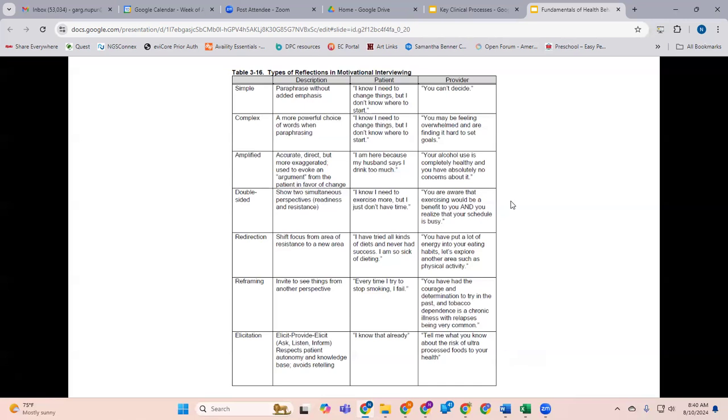So it's different than the amplified. Amplified is, I'm here because my husband says I drink too much, and you can amplify it by saying, what you're hearing is your alcohol use is completely healthy and you have absolutely no concerns about it, because they're trying to say something like, my husband thinks, instead of I think. So you can amplify that and say, is this what you're saying? I'm just amplifying your statement. So all of these are sort of like that.